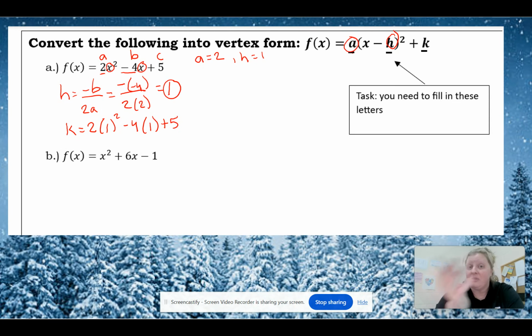And then you simplify that. Now be careful, you do not do 2 times 1. You have to do 1 squared first. Exponents come before multiplication. So 1 squared is 1, times 2 is 2. 4 times 1 is 4, so it would be minus 4, and then plus 5. 2 minus 4 is -2, plus 5 is 3. So your k is 3.